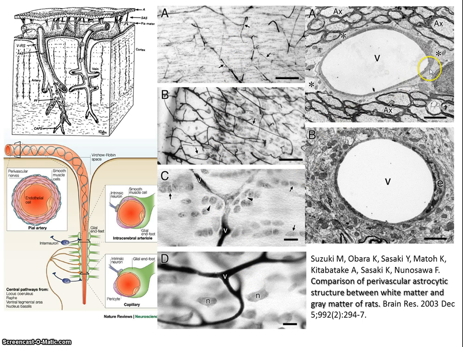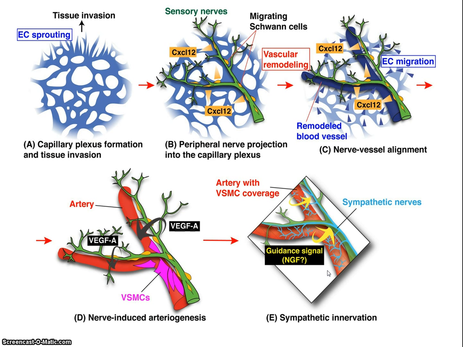So where in here are these cells migrating? Are they migrating in between the myelinated axons, or are they working their way in between the astrocytes and the endothelial cells to get into the basement membrane there?